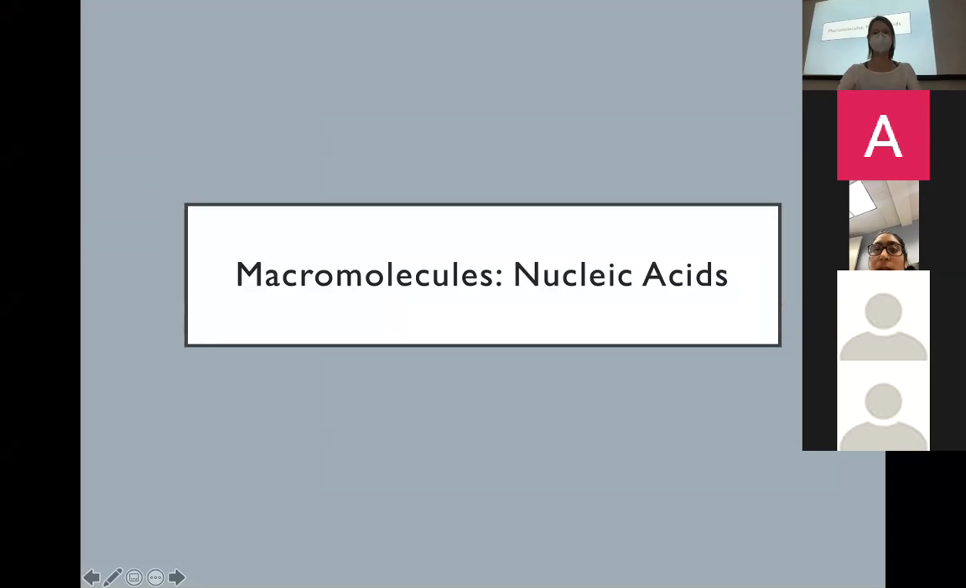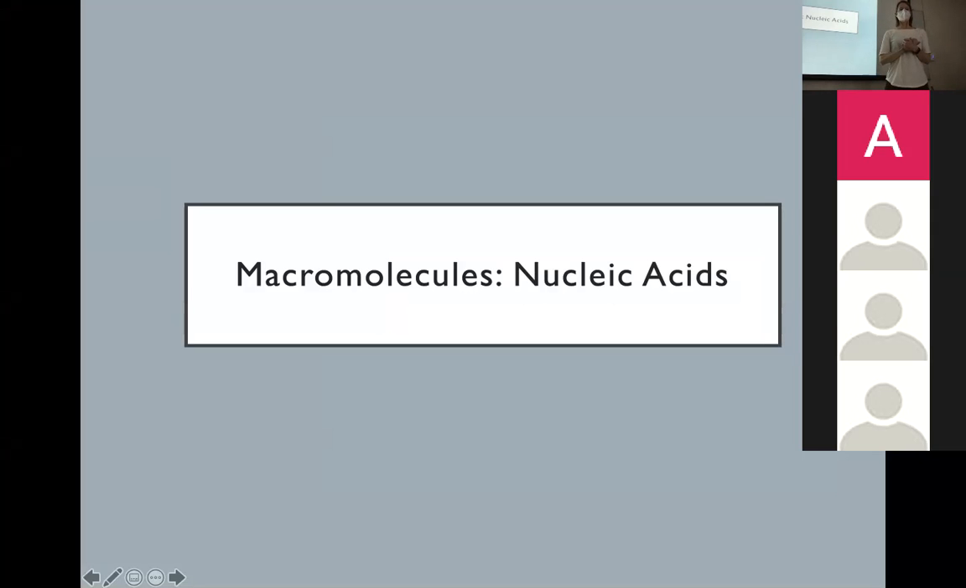So we got through, yeah, 3 of the 4 categories of macromolecules, right? So we've done carbohydrates, lipids, proteins, and now nucleic acids. We're going to talk a lot more about nucleic acids when we get into actually like DNA and DNA replication, which is further down the line. But this will just be kind of a brief intro into nucleic acids.